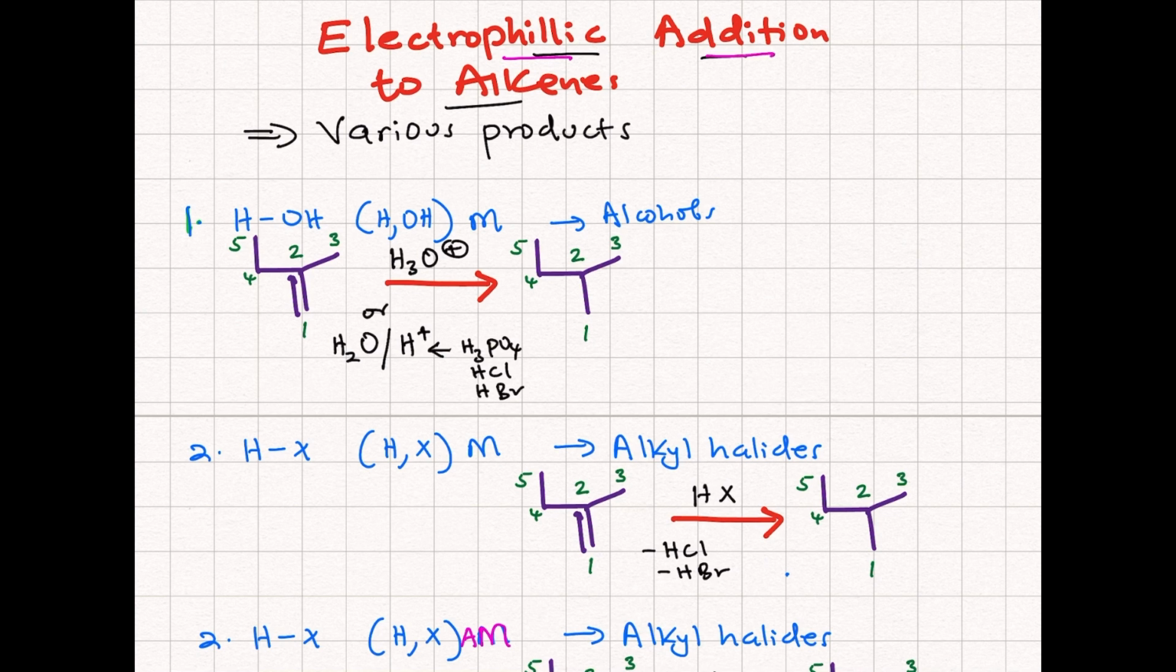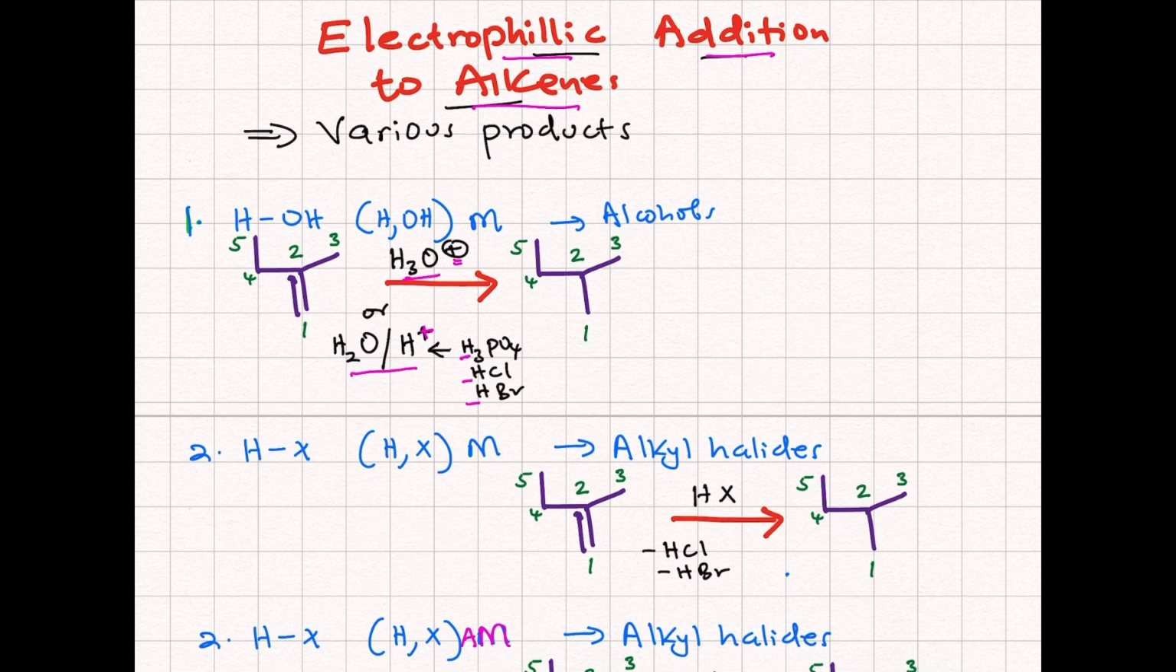Electrophilic addition to alkenes, that's to double bonds. The first example here is addition of hydronium ion. Hydronium ion is H3O+. That basically means water with an acid. And the acid is shown by using H+, hydrogen ions, which could come from any acid. It could be phosphoric acid, hydrochloric acid, or hydrobromic acid.